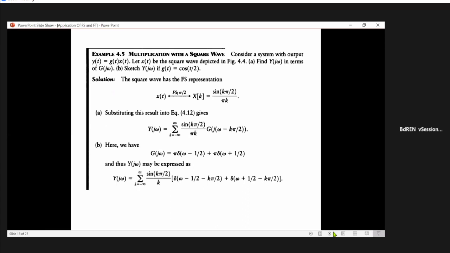Okay, this is an example of multiplication of a square wave with a signal. That signal is, for example, shown in figure 4.4a. What is that? If you have your book, please open up your book and look it up.